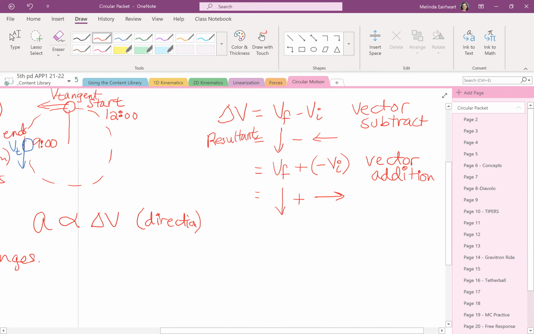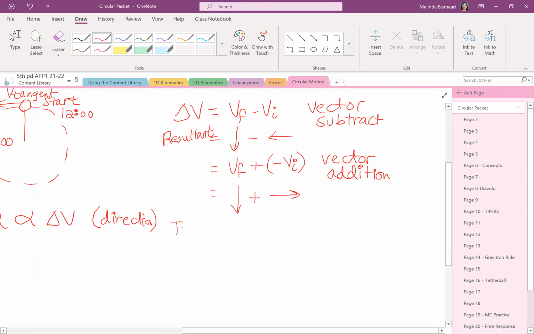Okay. And so tip to tail. It doesn't matter which one we start with, but I'm just going to go in order here. So I've got down, and then at the tip of the first, I put the tail of the second. And so this is my VF. This is my negative VI. And where's that resultant? Who remembers? Do I finish the cycle? How do I draw in the resultant? Don't finish the cycle, right?